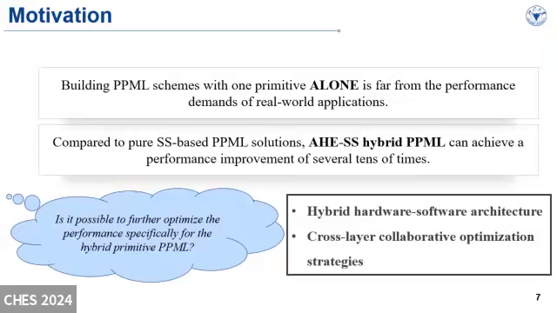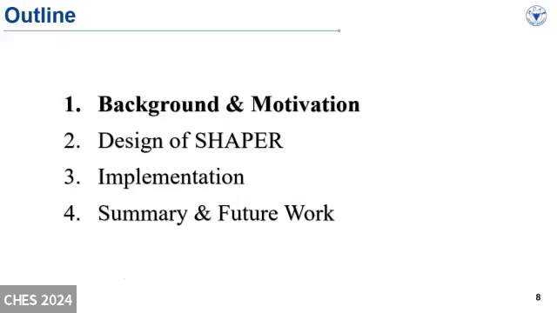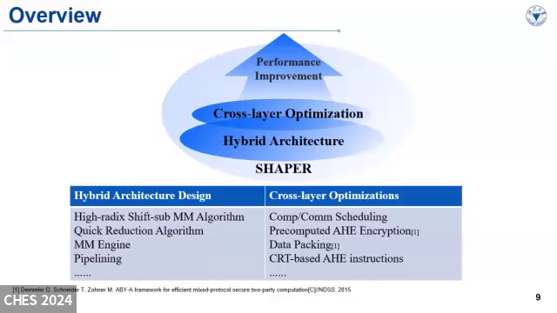We optimize the performance in two aspects. The first one is hybrid hardware-software architecture, and the second one is cross-layer collaborative optimization strategies. And then I will introduce the design of our Shaper architecture. We have listed specific strategies in the overview. Shaper builds a software-hardware architecture, applied with cross-layer optimization with original and existing strategies to achieve performance improvement of PPML. The strategies listed in the table will be introduced later in detail.